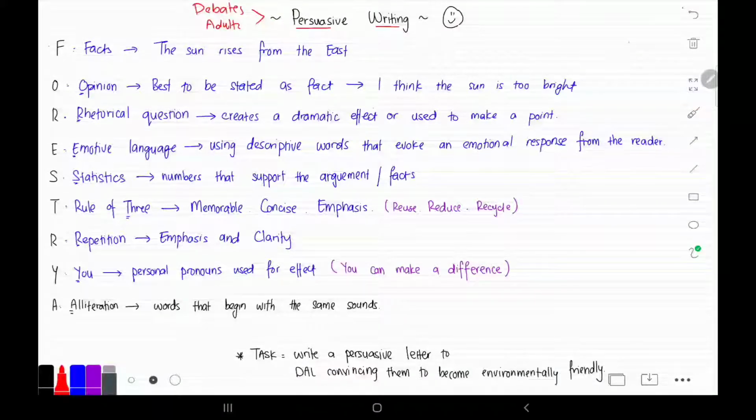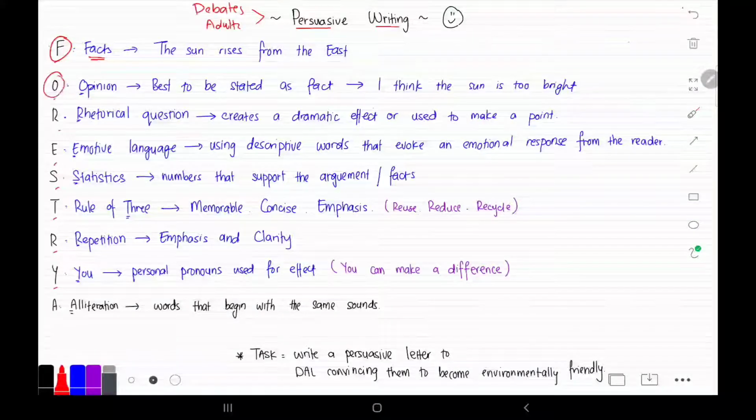To successfully write in a convincing way, or for persuasive writing, we use the acronym FORESTRY. What does F stand for? F stands for facts. For example, the sun rises from the east is a fact. Why is it that we have to include facts in our persuasive writing? Because you want whatever side of the argument you're on, or whatever you are trying to convince your audience of, to be based on something that's undisputed, something that has been proven as a fact.